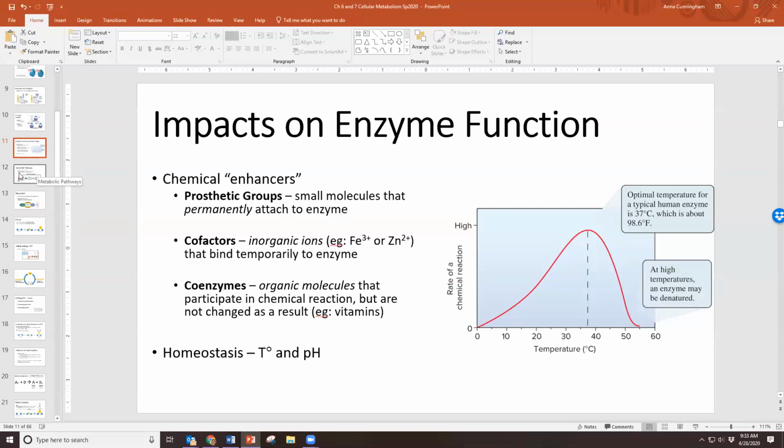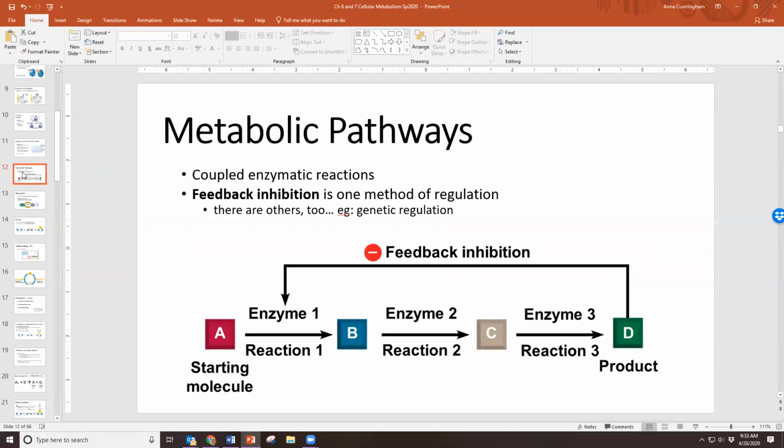All right, so we are going to be moving forward talking not only about single enzymatic reactions, so converting this to this in one reaction. In fact, we're going to be talking about what are called metabolic pathways, which are where we have a lot of chemical reactions paired together. So this reaction takes place, and then this reaction takes place, and then this reaction takes place. So when we have reactions that are coupled, we have to ask, how can they be coupled and how can we regulate this?